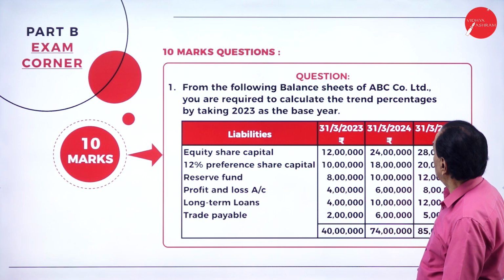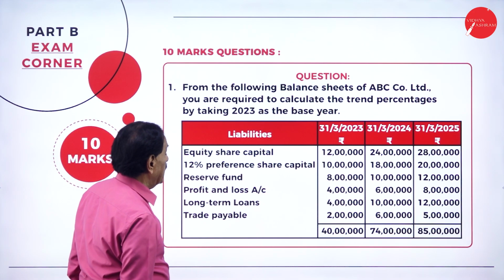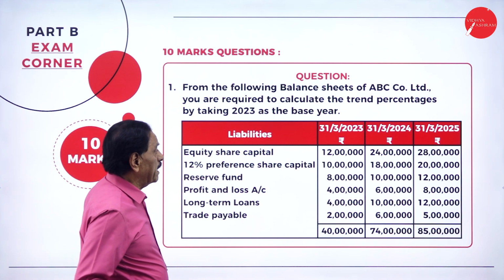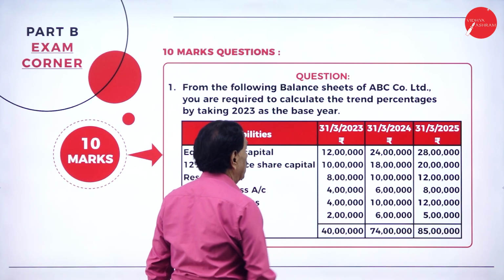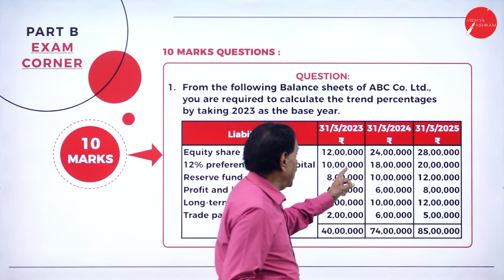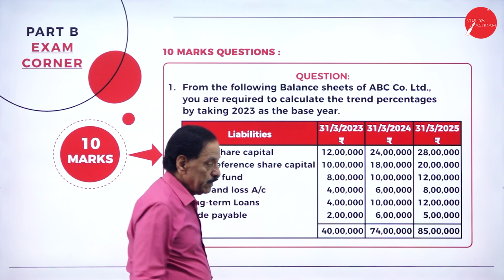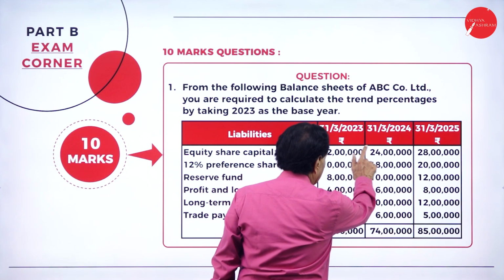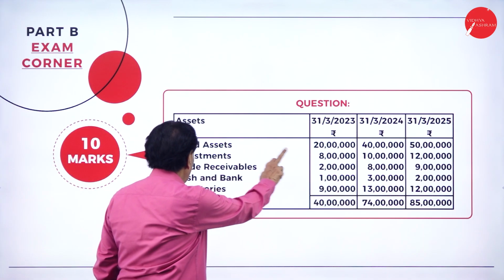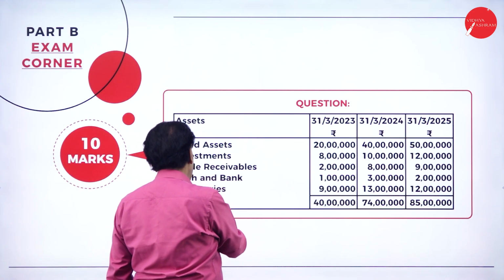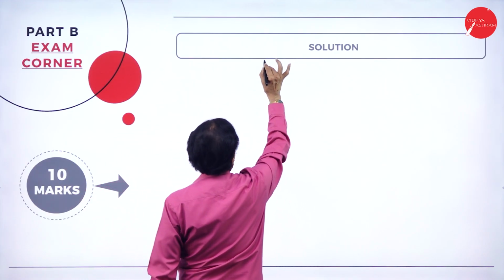From the following balance sheet of ABC company, you have to calculate the trend percentage by taking 2023 as the base year. They have given the liability side. Take 2023 as the base year, then calculate the percentage on it. This is the fixed asset, then investment, trade receivable, cash and bank, and inventories are current assets. Trend percentage.